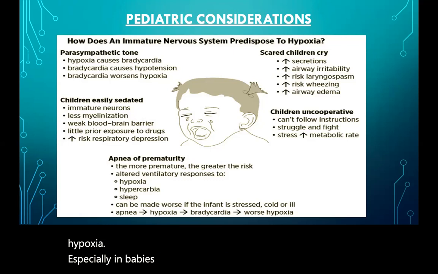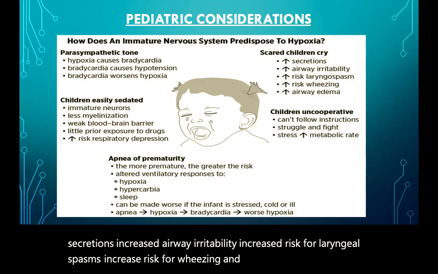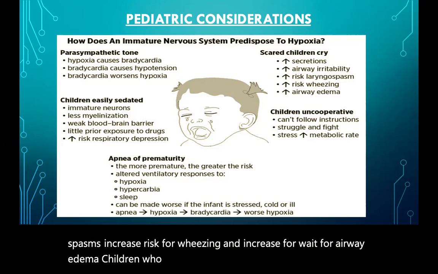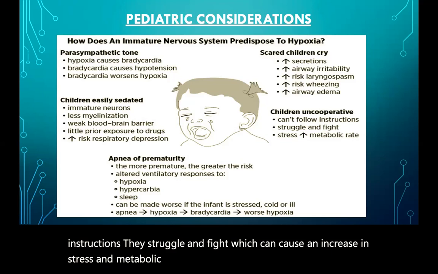Scared children cry, which leads to increased secretions, increased airway irritability, increased risk for laryngospasms, increased risk for wheezing, and increased risk for airway edema. Children who become uncooperative cannot follow instructions. They struggle and fight, which causes an increase in stress and metabolic rate. All right. So again, this will also lead to more hypoxemia.